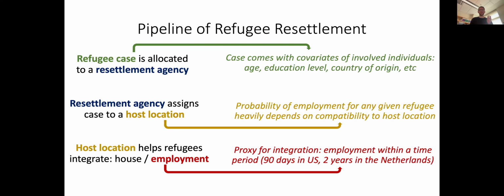And one thing that turns out to be true is that the probability of employment for any given refugee heavily depends on the compatibility between this individual person or this individual family and the host location that they are assigned to. So this question of how to assign is the question we will focus on.